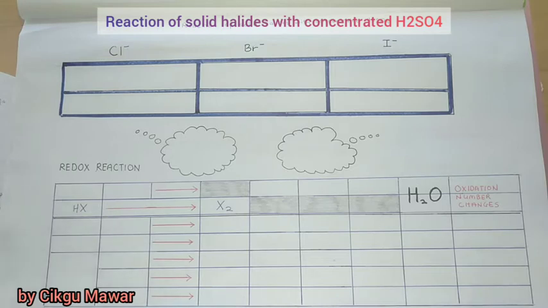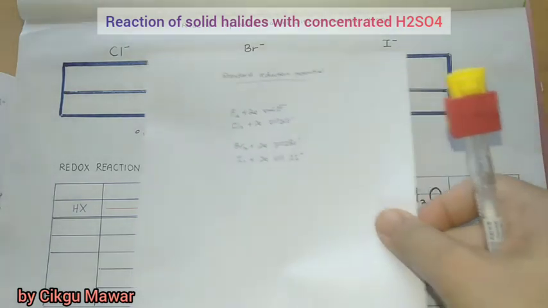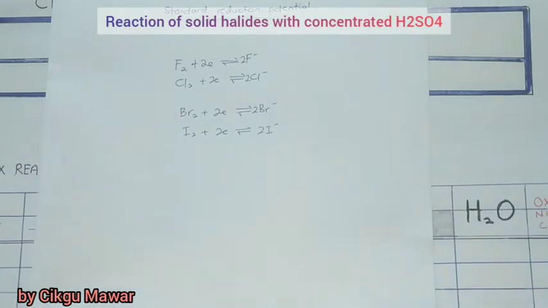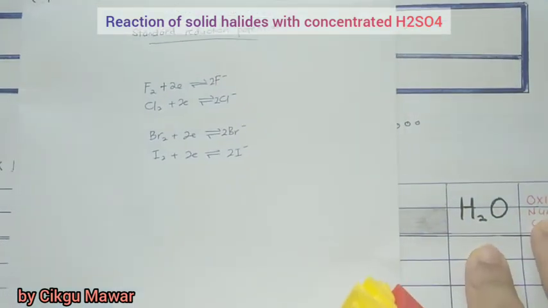This concentrated sulfuric acid is actually an acid, and it is a strong oxidizing agent. And as we know, the halogens are also oxidizing agents. So in explaining this, I will show the standard reduction potential. This is the standard reduction potential of the halogens.